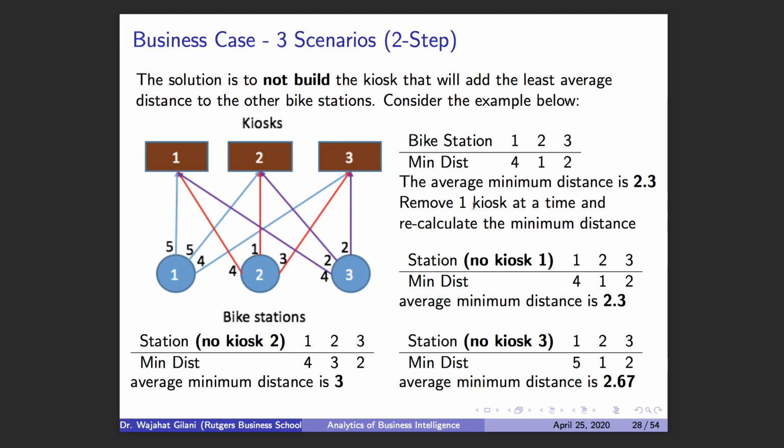Now what we do is we remove one kiosk at a time and recalculate the minimum distance. So we start off with the first example: we take away kiosk 1. Now what's the new minimum distance? If kiosk 1 doesn't exist, bike station 1 isn't affected, still 4. For bike station 2, it's not affected either, it still has its minimum distance of 1. And it doesn't affect bike station 3. Fantastic. The minimum distances don't change. The average minimum distance is still 2.3. Fantastic.